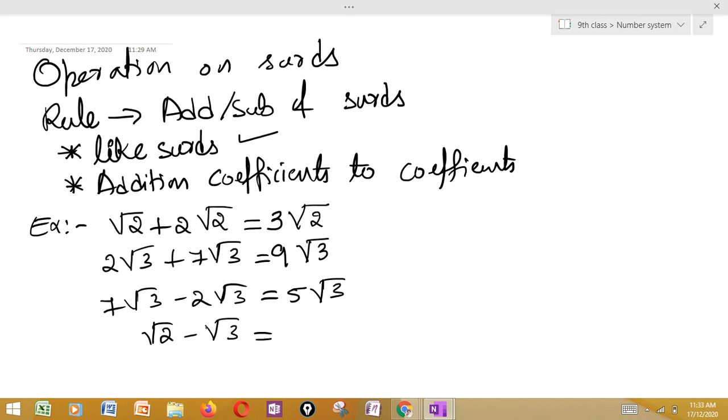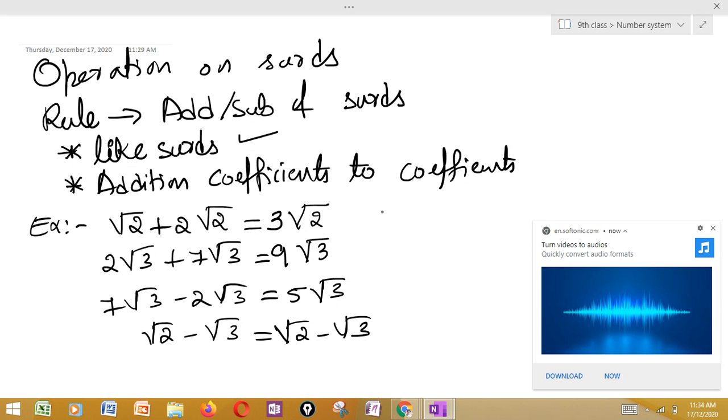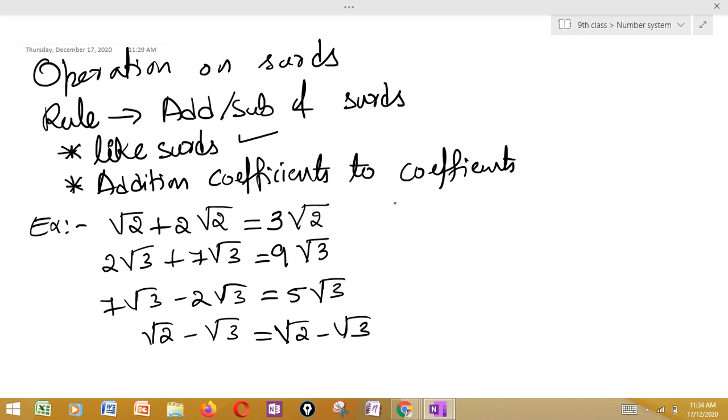Try to understand that. So the result is the same as the question, root 2 minus root 3. Yes, what is the result? Root 3. Why are we getting the same result? Anyone? Very good. Because they are unlike surds. Okay. Shall we see still more examples?